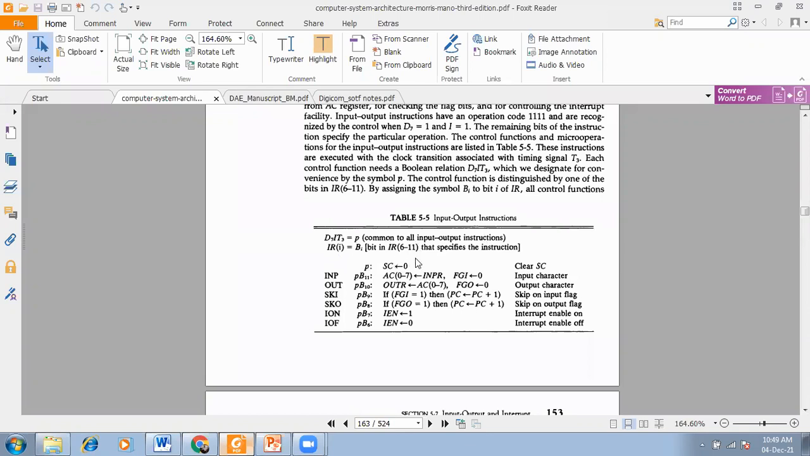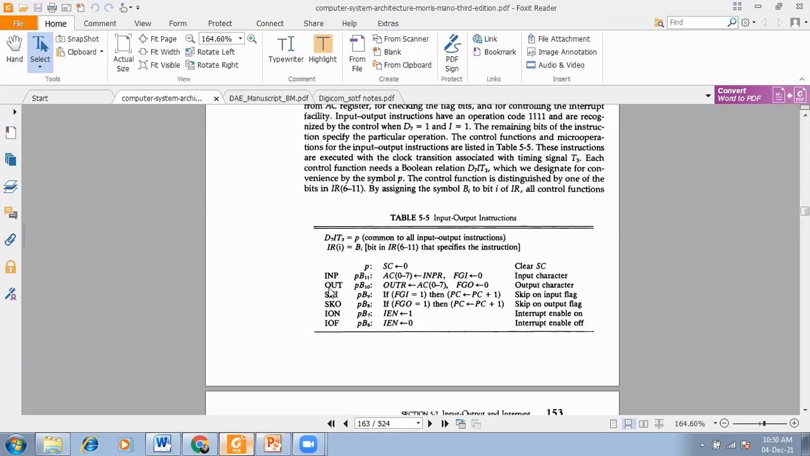So whenever you are starting the operation, SC should be 0. Clear the SC. Now INP means input character. That means you are going to write something on the keyboard, you are inputting something. So in that case, this is INP. You are sending some data from the accumulator to the output or printer, maybe.